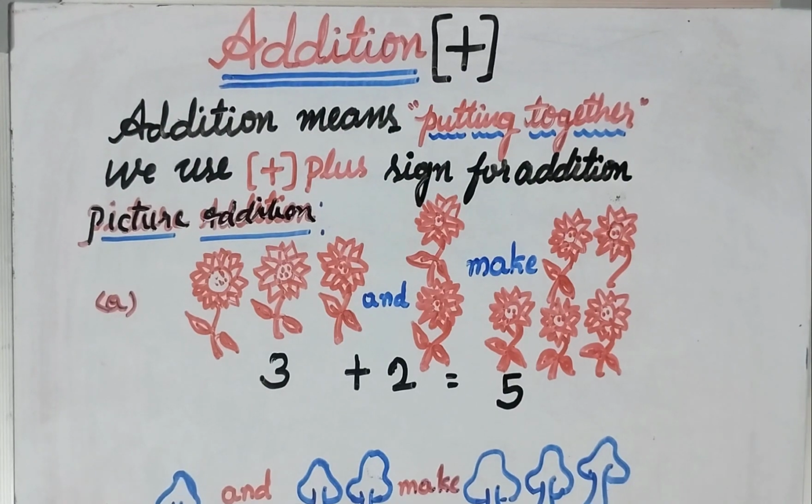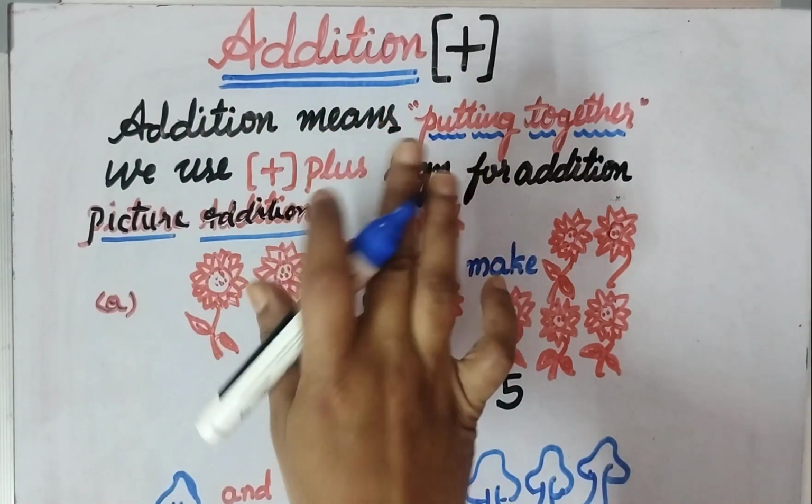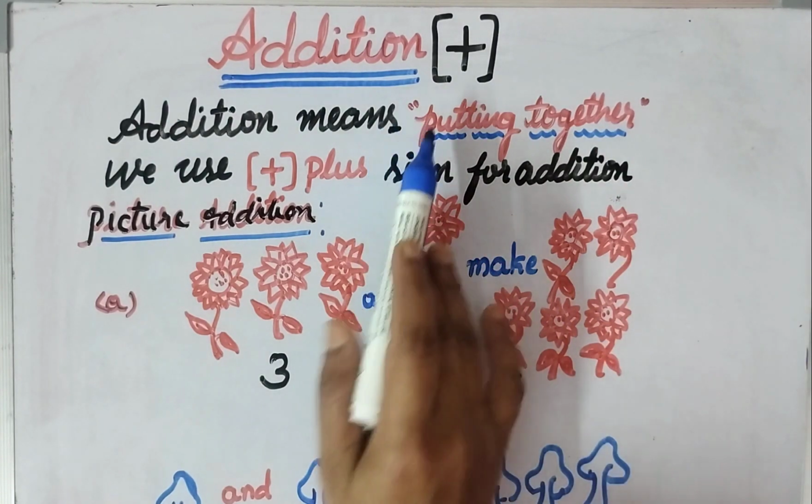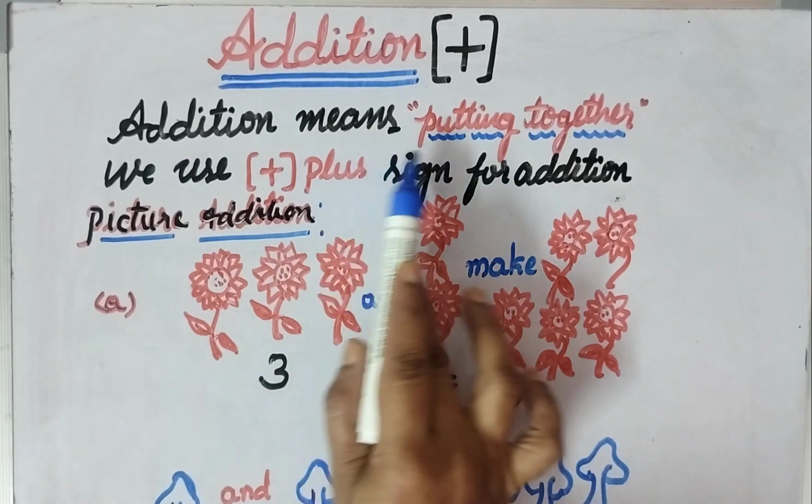Children, today we learn about addition up to 1 to 10. So what is the symbol of addition? Plus. So addition means putting together.